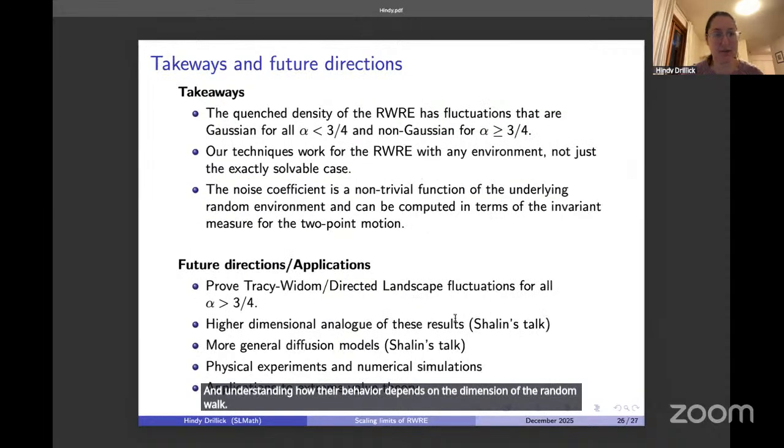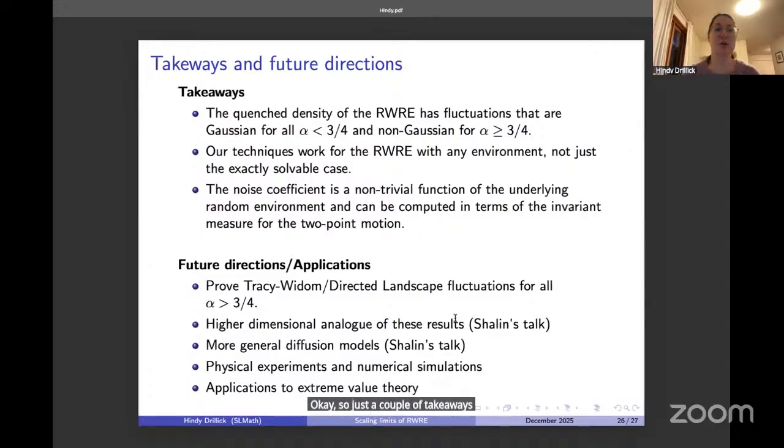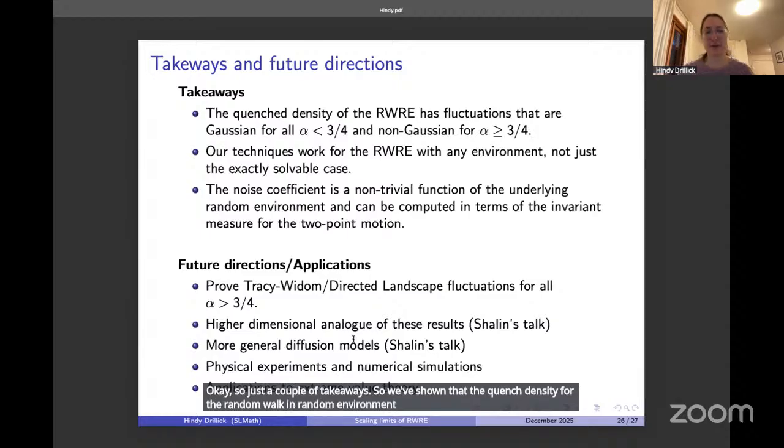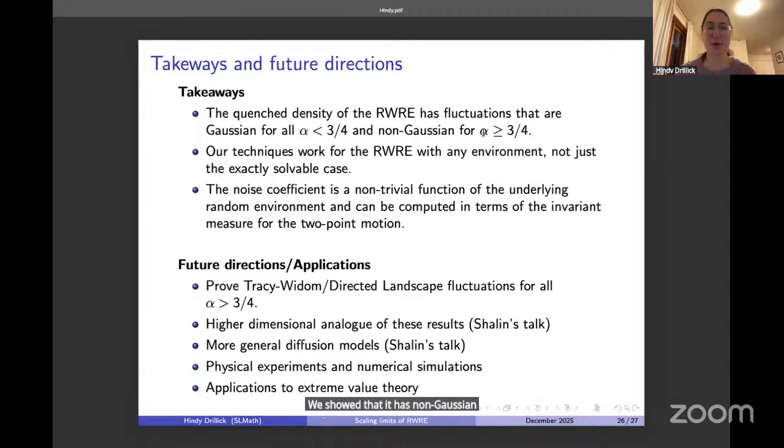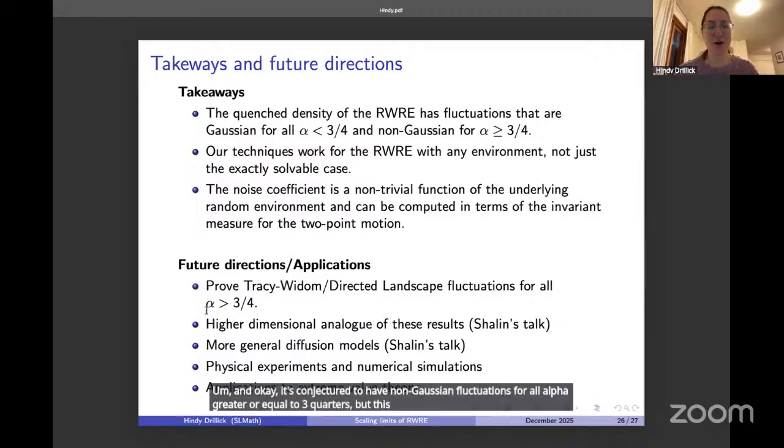Okay, so just a couple of takeaways. We've shown that the quenched density for the random walk in random environment has Gaussian fluctuations for all alpha less than 3/4. We showed that it has non-Gaussian fluctuations for alpha equals 3/4. It's conjectured to have non-Gaussian fluctuations for all alpha greater than or equal to 3/4, but this is actually an open problem.